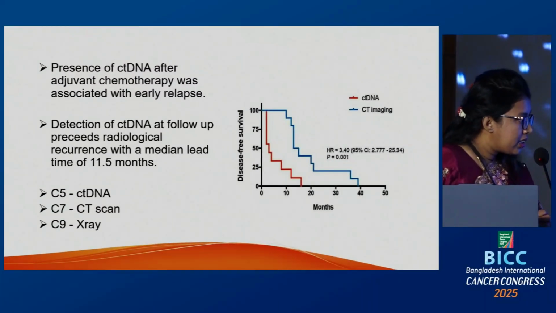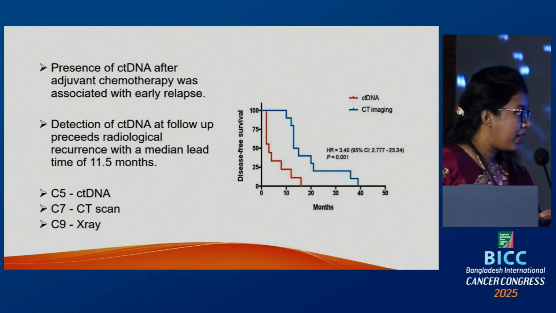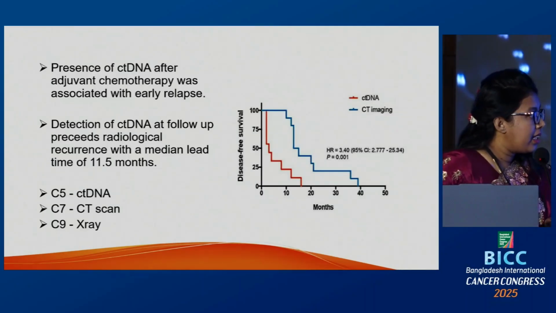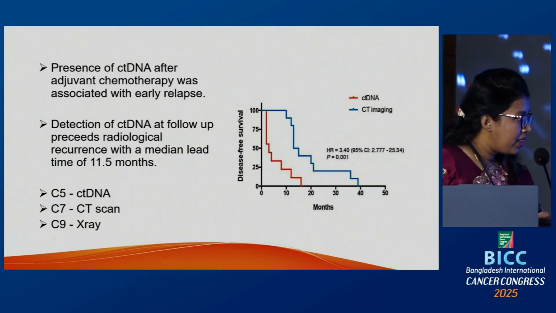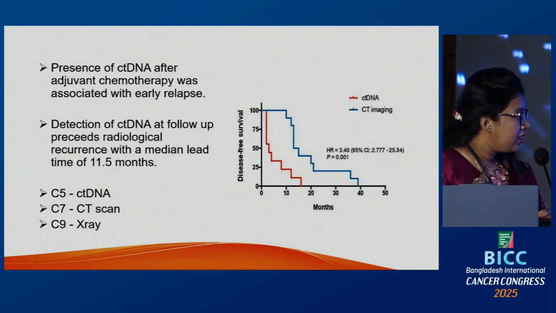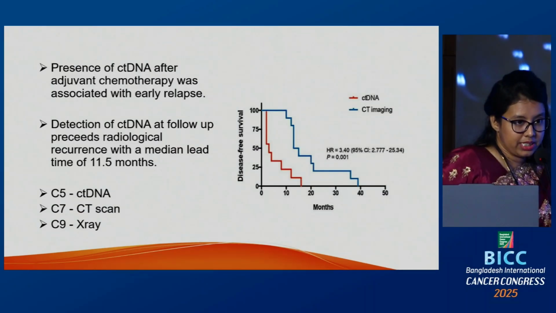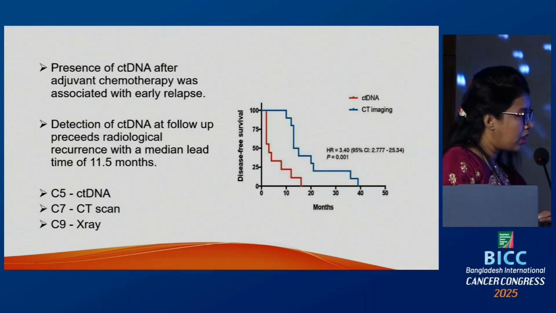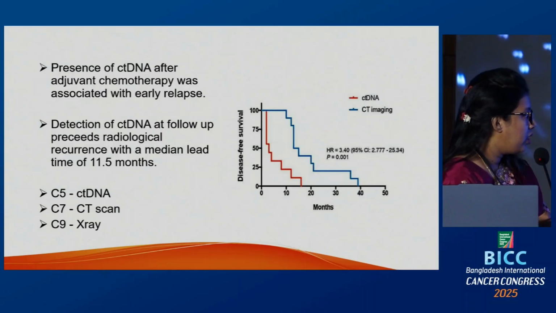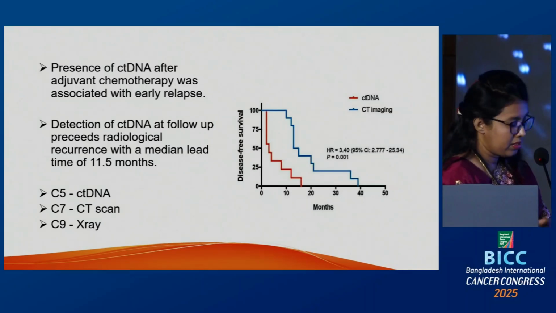If you see this curve, the blue line indicates the detection level by conventional imaging, and the red line indicates the detection level by ctDNA. From this graph, you can easily say that ctDNA detects tumor earlier than conventional imaging, and the median lead time is about 11.5 months. So this is the lead time. You can clearly see that ctDNA detects tumor earlier, by about 11.5 months.